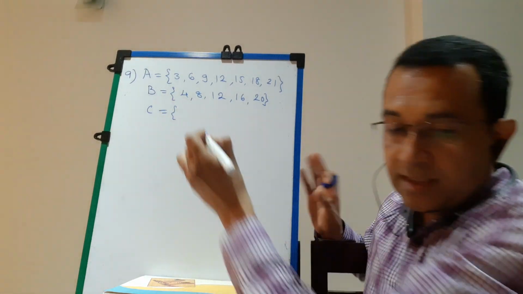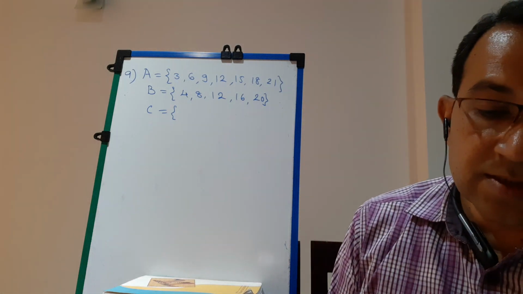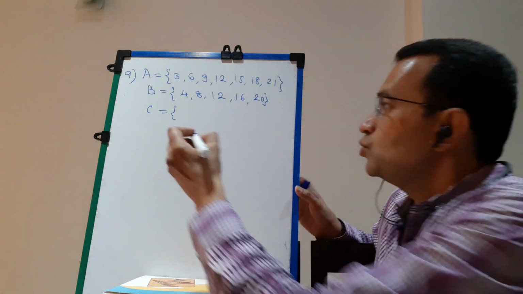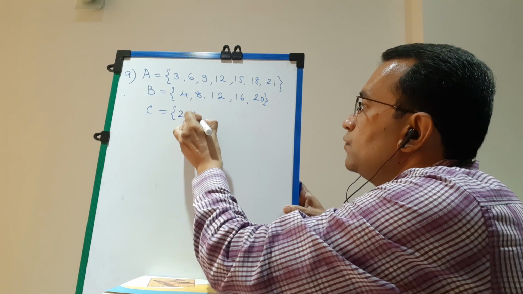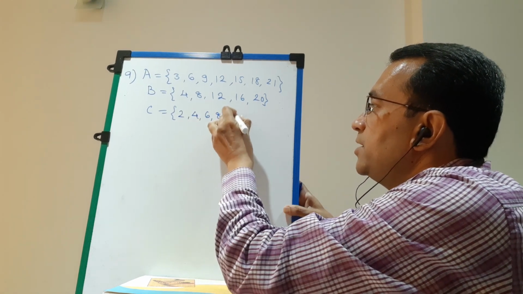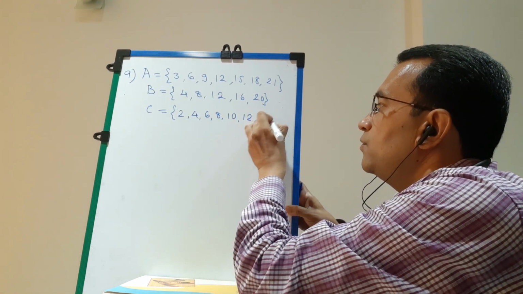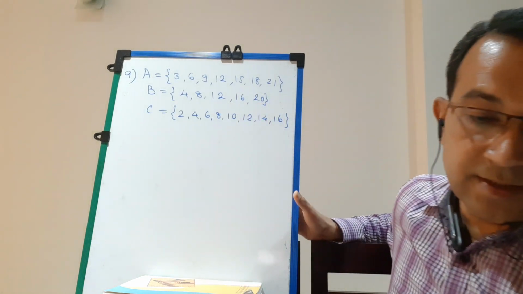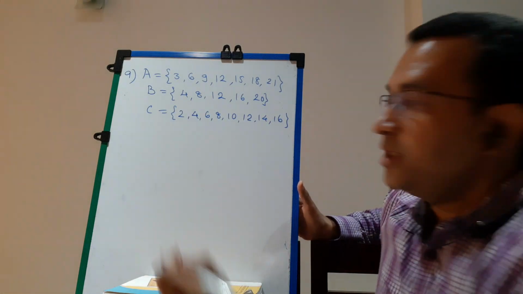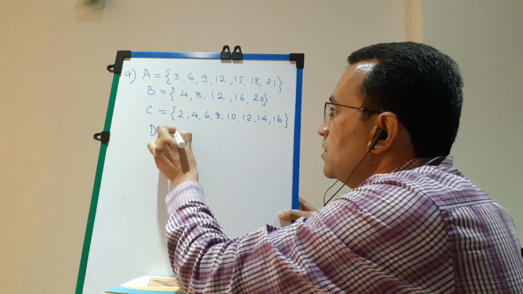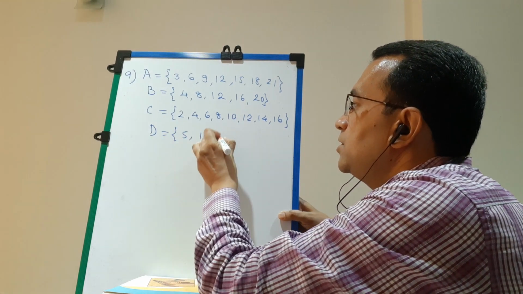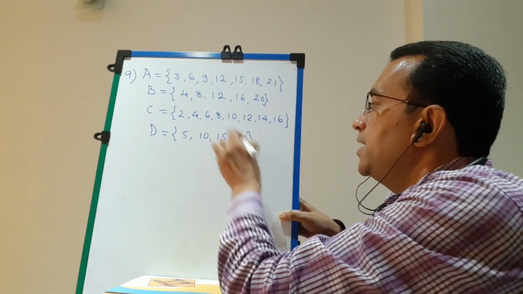Set C: these are all multiples of 2: 2, 4, 6, 8, 10, 12, 14, 16. And D, all multiples of 5. So 5, 10, 15 and 20.